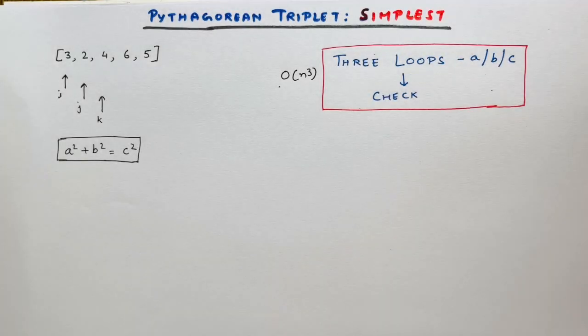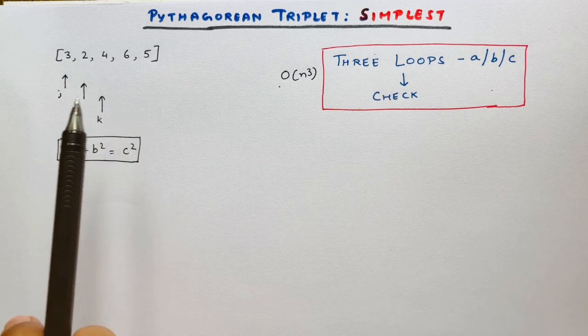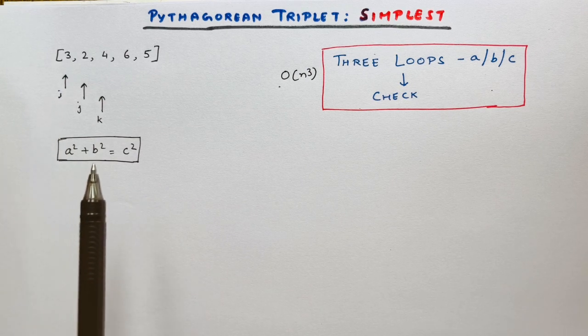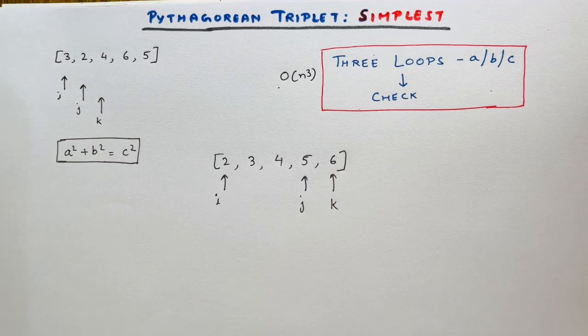Before moving to our approach 3, let us first try to see what was the exact inefficiency in our first solution. In our first solution, we were considering all possible triplets and we were checking this condition for it. But is it really needed to check all possible triplets? Let's see. Let's say we sort this array. Now this becomes 2, 3, 4, 5, 6.